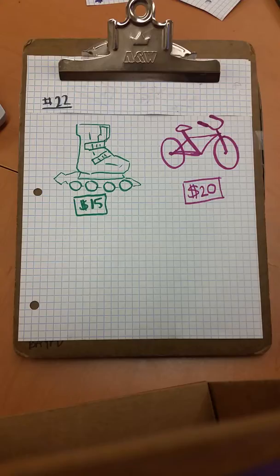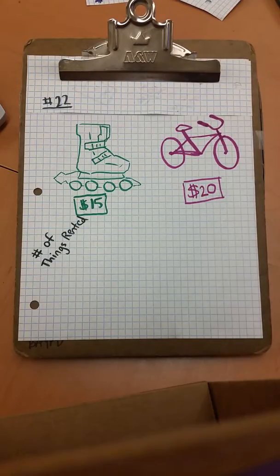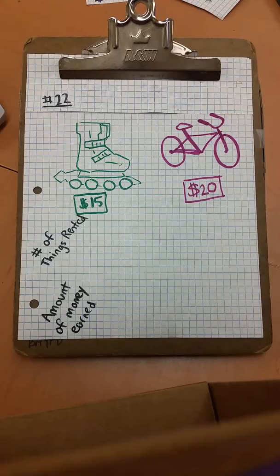of equations. The first equation is about the number of things rented. The second equation is about the amount of money earned. I don't want to give too much away, but let me show you how to figure these things out for a different number than what they're looking for.